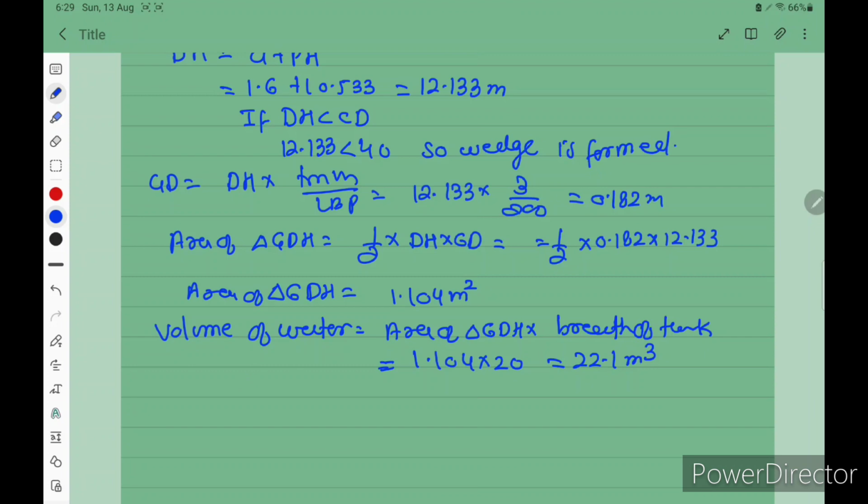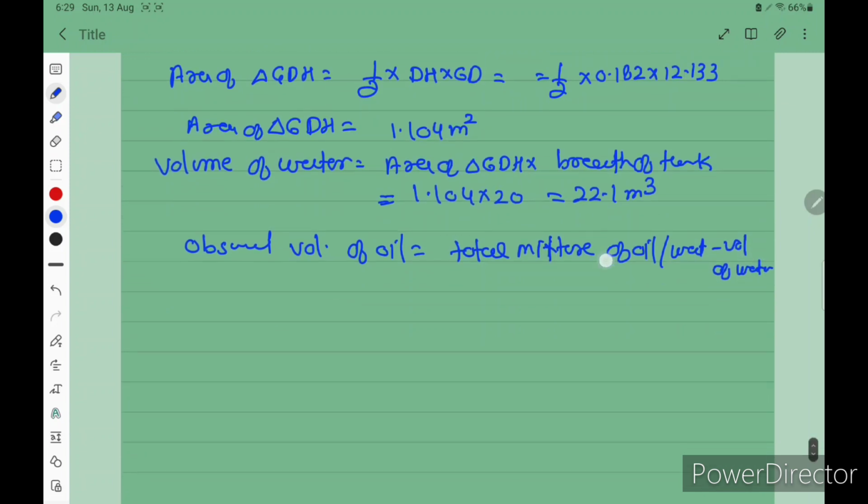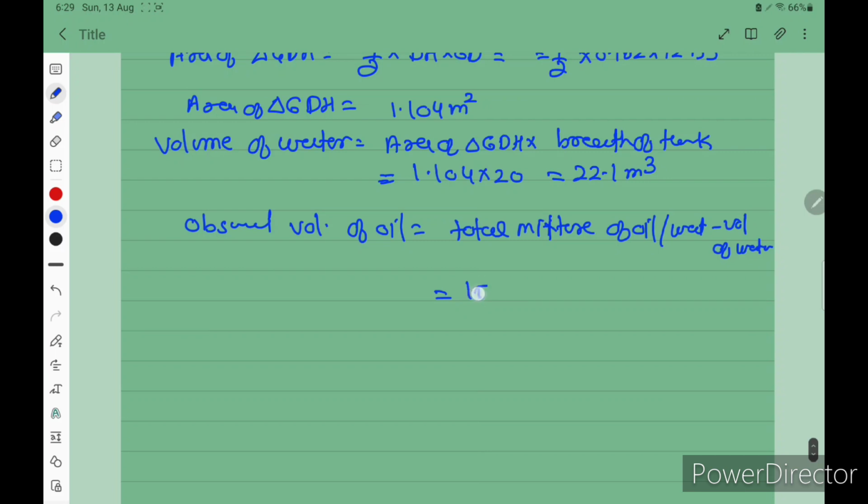So total observed volume, we get observed volume of oil is equal to total mixture of oil and water minus volume of water. So 15635.2 minus 22.1, we get 15613.1 meter cube. Now we require the quantity in tons.